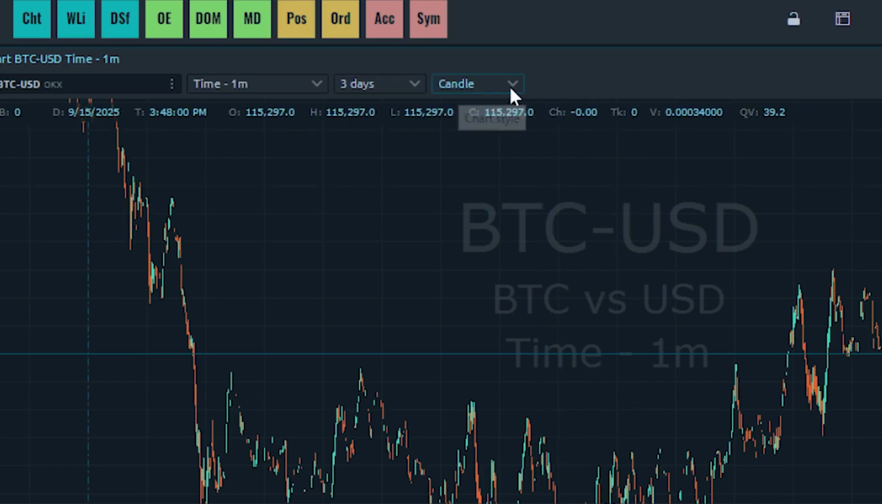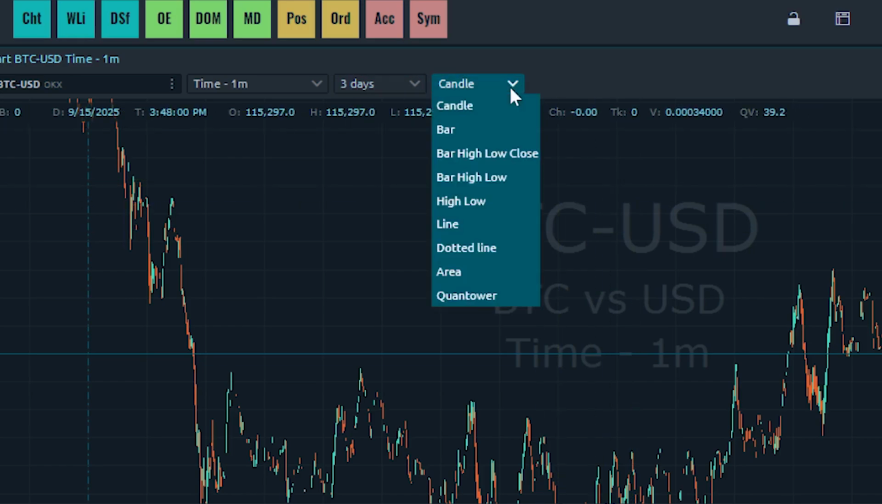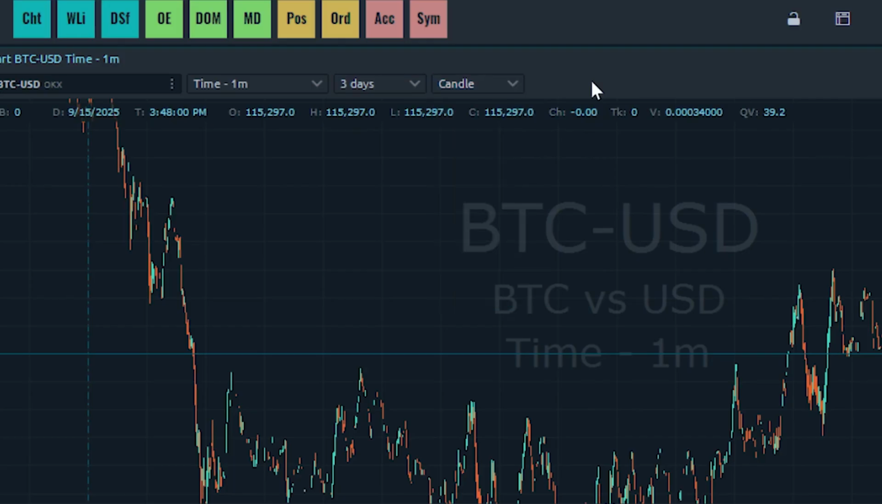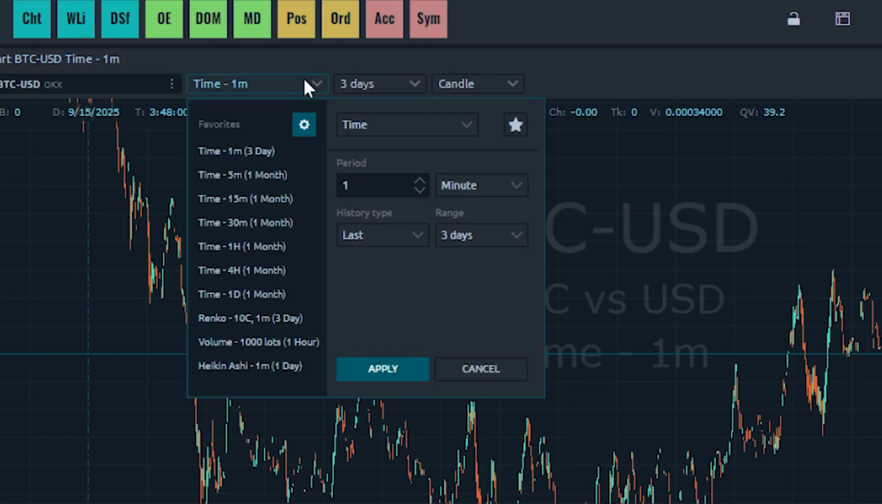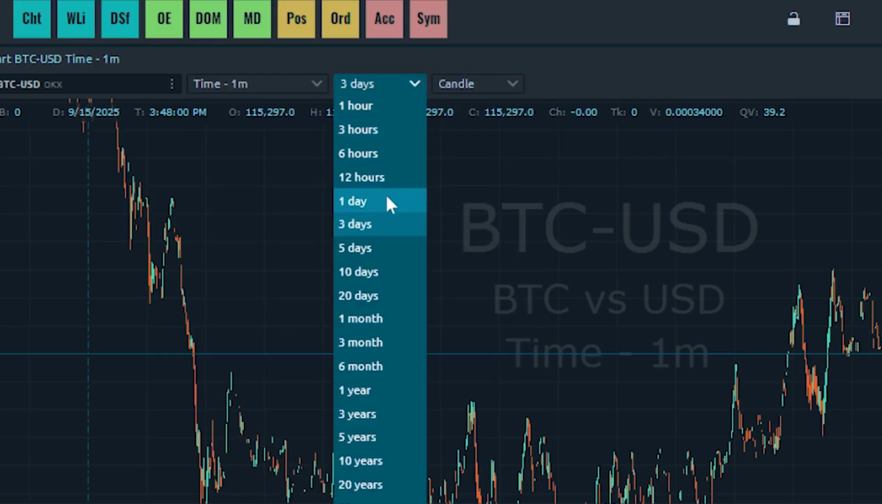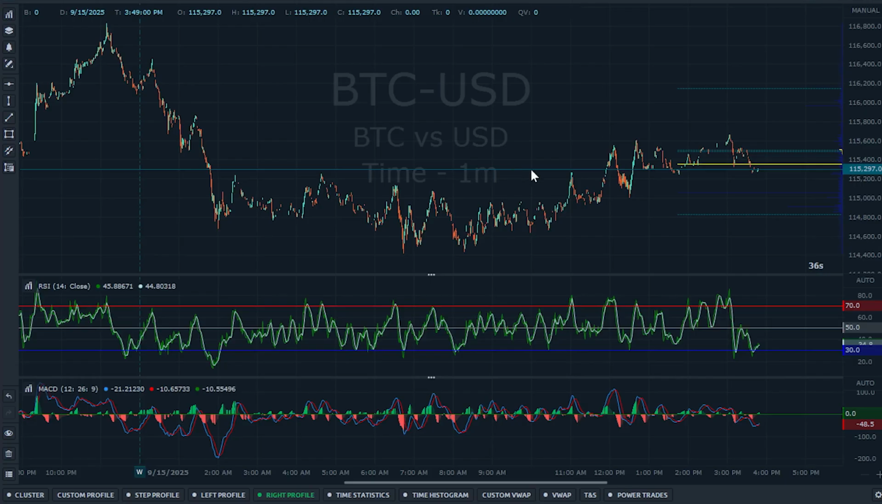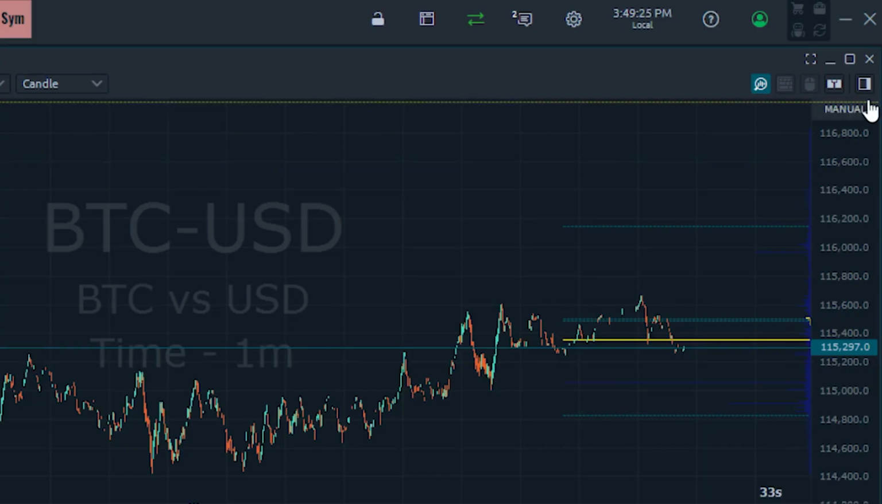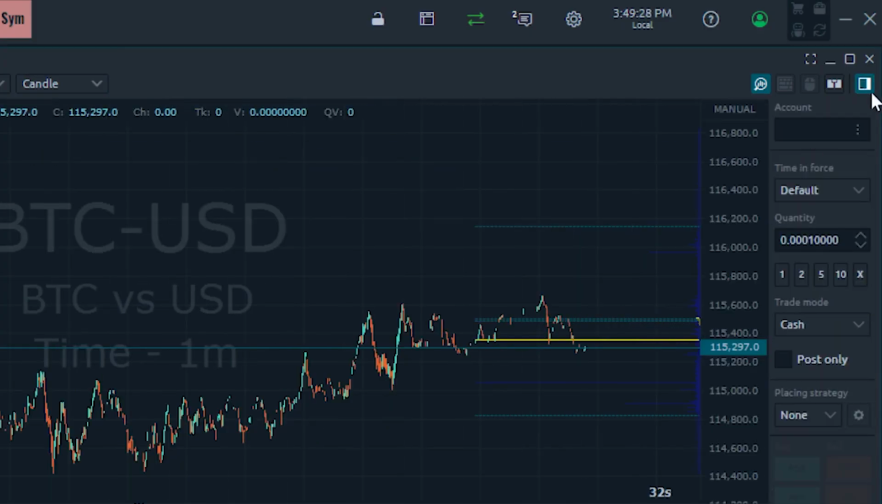You can choose between a variety of bar types, including candlesticks, area charts, Renko charts, Heiken-Ashi charts, as well as all of these different customizable time intervals. Very easy to look at different time intervals and different amounts of chart data in just a couple clicks. The other thing that's really nice here is that there's an order entry platform here.